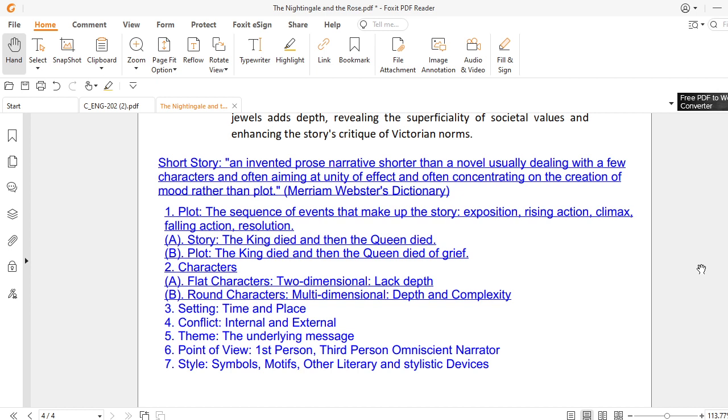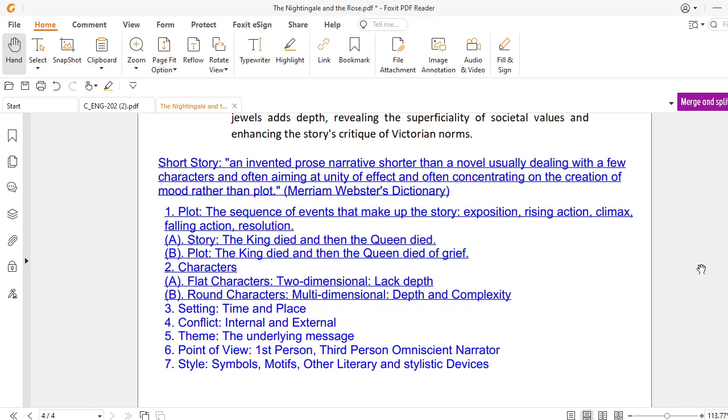On the other hand, round characters are multi-dimensional. They are very complex characters. They have a lot of depth. So these are called multi-dimensional characters. And what we need to understand about them is that the round characters also develop. They change with the passage of time. As the story or the narrative moves, they also change. Then setting: the time and the place is called setting.